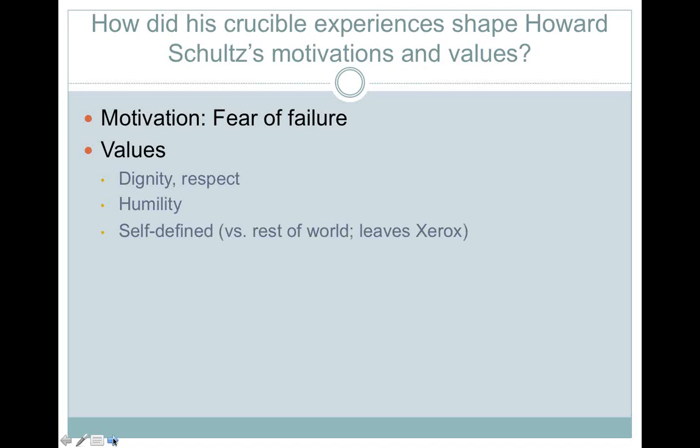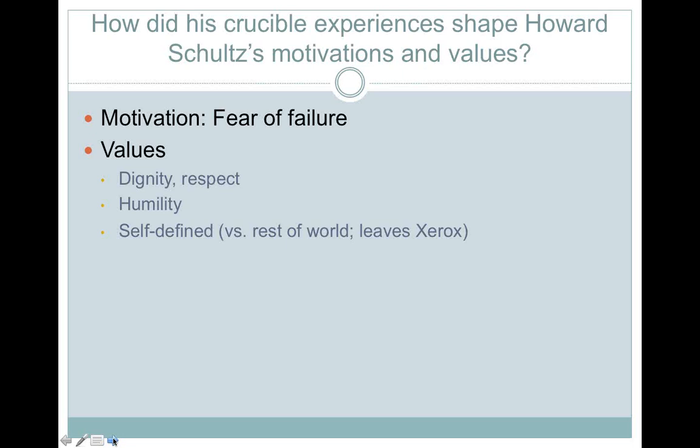And then another value is his belief that people should be self-defined as opposed to the way the rest of the world defines you. So one thing he did, he had a very good job getting out of college, working for a very well-known company, Xerox, but he said his heart was not in it. And so he decided, rather than let Xerox define him, he was going to define himself. And that led to his path to Starbucks. So there are some examples of how his crucible experience shaped his motivations and values.